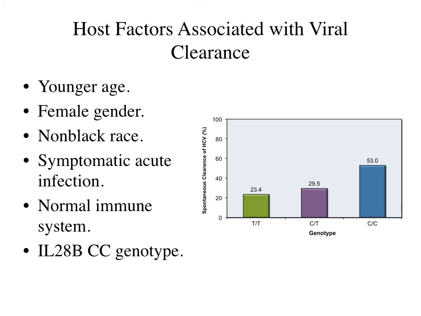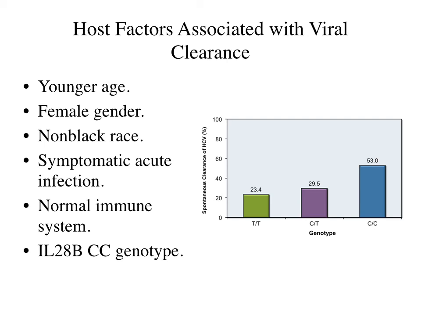African Americans have a higher risk, particularly African American men, of developing chronic infections. They're less able to spontaneously clear the virus. Other kinds of conditions also play a role. Having a normal immune system, of course, is a factor in your favor. But there's an interesting study that showed a particular genotype associated with the clearance of the virus.